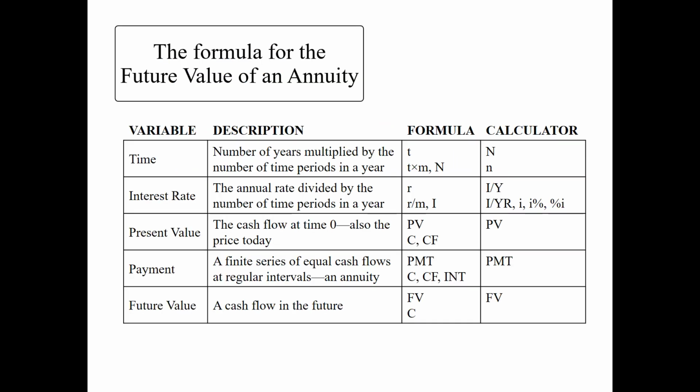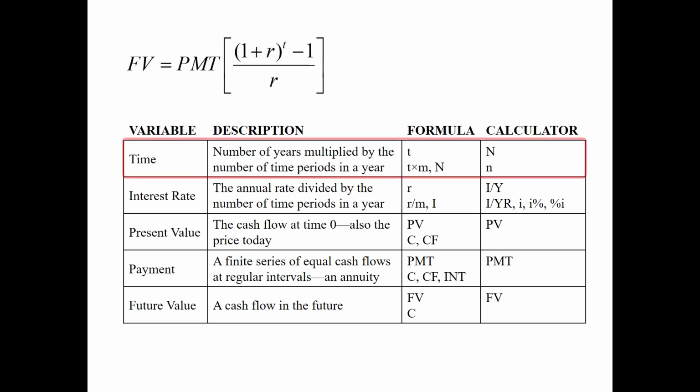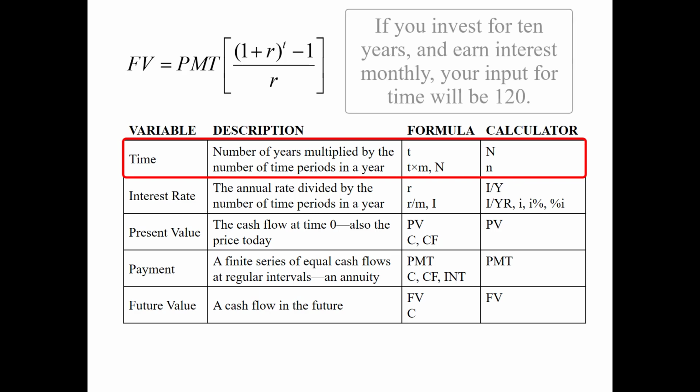Here you see our variables, and our first variable is going to be time, and that's going to be the number of years multiplied by the number of time periods in a year. And so over the course of our annuity, that's going to be the number of time periods. So if we save every month, then the time periods would be the number of months that we're saving for.